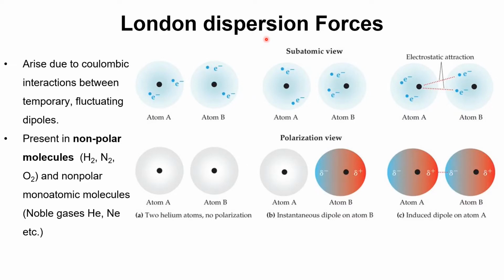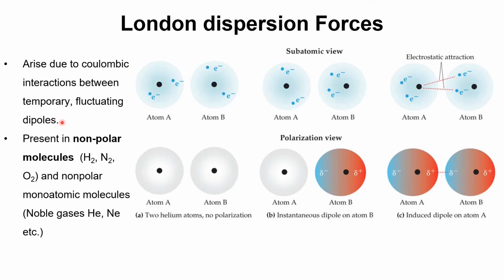Further, the van der Waals forces were divided into four types. The first one was London dispersion forces. These London dispersion forces arise due to the Coulombic interactions between temporary and fluctuating dipoles. Coulombic interaction means the interaction between the positive and negative charge, and these occur between the temporary fluctuating dipoles.